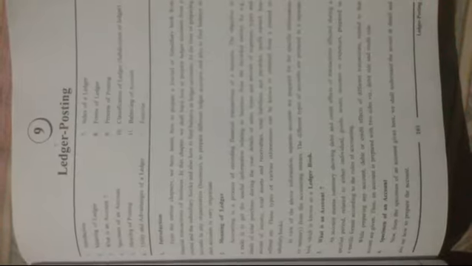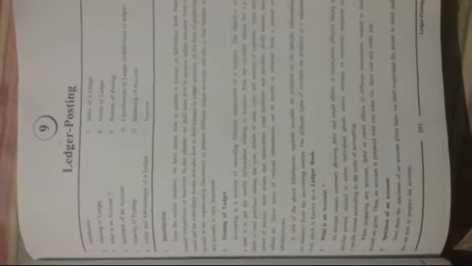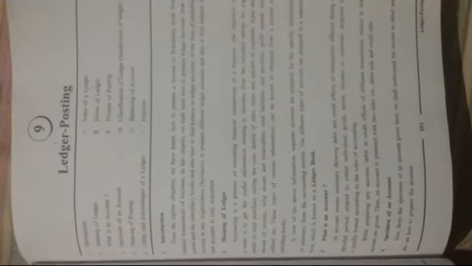In the earlier chapters, you learned how to prepare the journal or the subsidiary books. Now we are moving to the next step after subsidiary books, that is, how to prepare ledger accounts from the journal or the subsidiary books which are prepared, and also how to find the balance in the ledger accounts. You are going to learn this in chapter number 9. At the time of preparing accounts in any organization, preparing different ledger accounts and finding the balance in each account is very important.